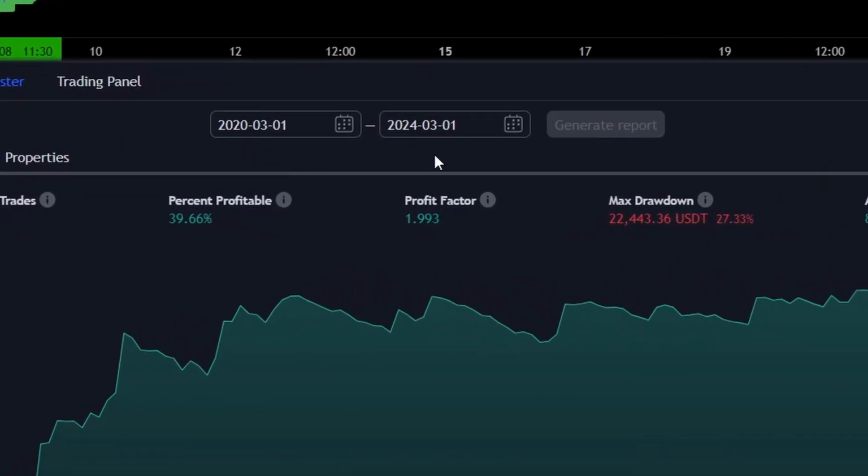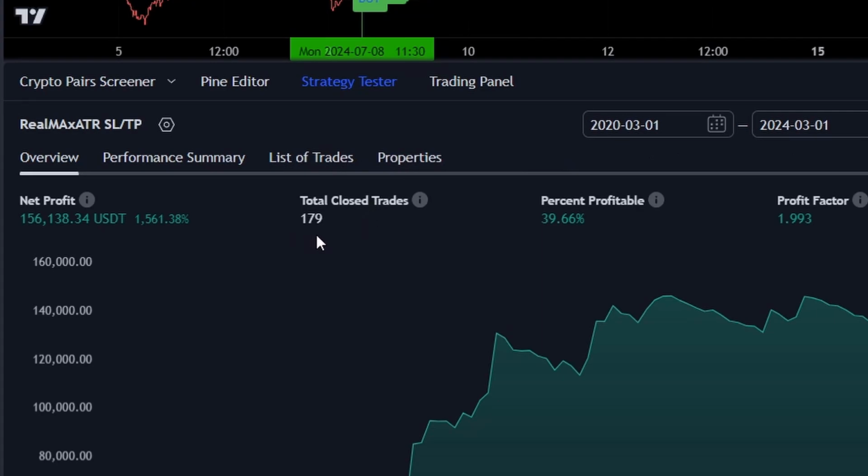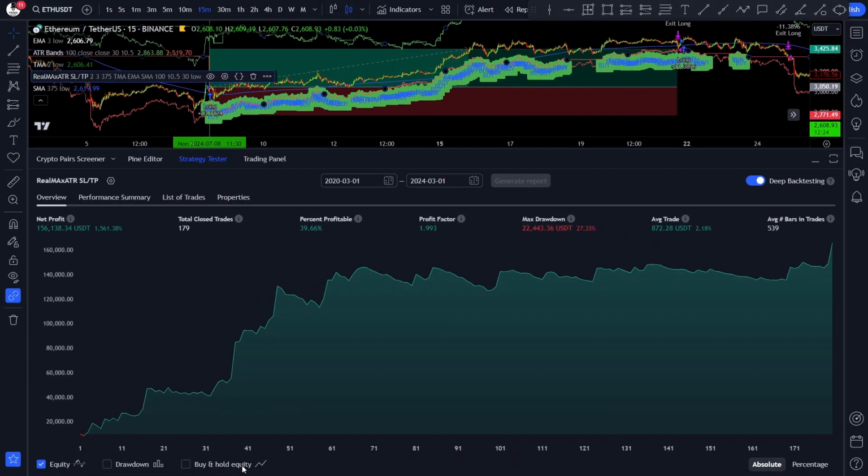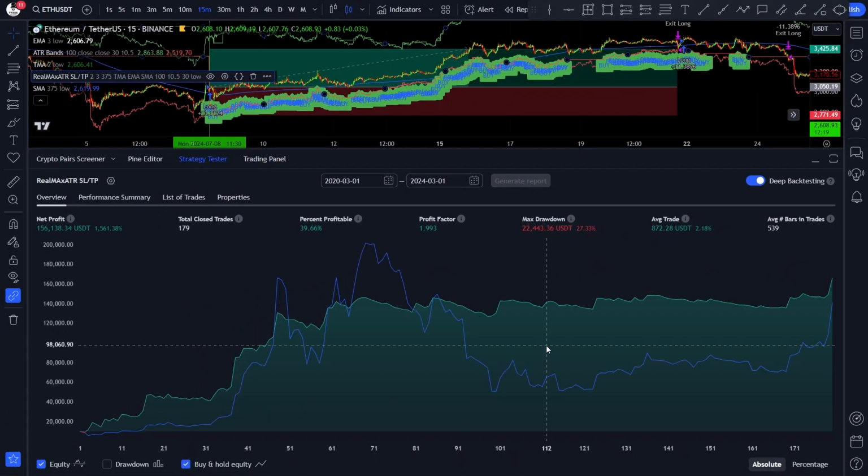I set the backtest to the last 4 years of price data, starting on the 1st of March 2020 and ending with the 1st of March 2024. During this period, this strategy took 179 trades, generated over 1,500% net profit, with an almost 2 profit factor, and with 27% maximum drawdown. Let's take the buy and hold equity so we can compare it. And as you can see, it is clear that our strategy outperformed the buy and hold. There were times when the buy and hold got better, but as I usually say, for anyone who isn't comfortable with these 80% drawdowns in Bitcoin price, using a strategy like this could be better. But of course, none of this is financial advice and I am not a financial advisor.